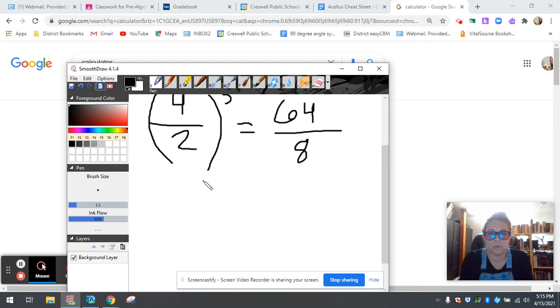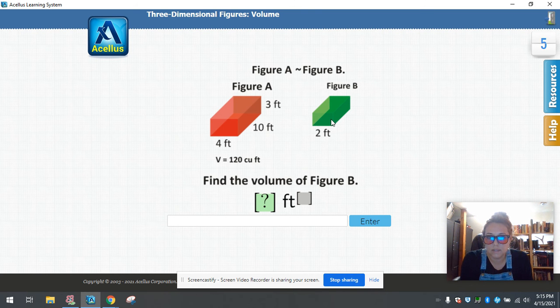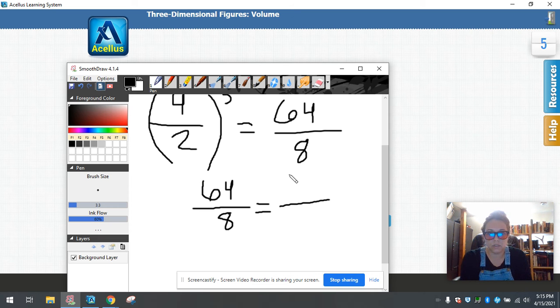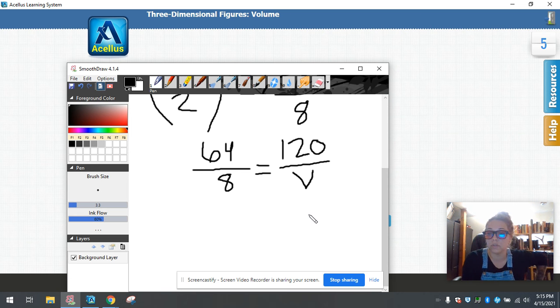We need to set up a proportional equation. Here's a ratio for the side lengths cubed. We need to know the volume of, I think, the little one. Yep, figure B. Find the volume of figure B. We know the volume of figure A. It's 120. I put the larger one on the top, so I'm going to do it again. Put the larger one's volume on the top, and I need to find the little one's volume. Okay, now I have my proportional equation. I'm going to cross multiply and then solve.